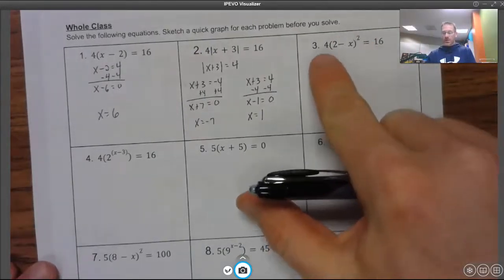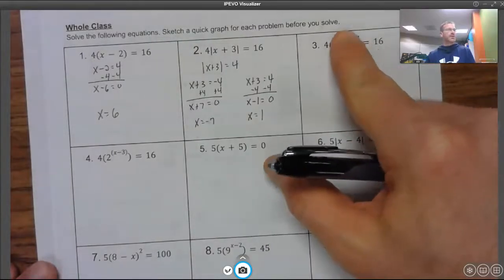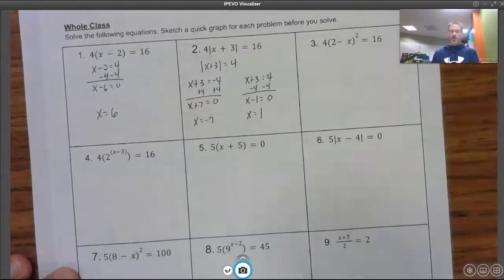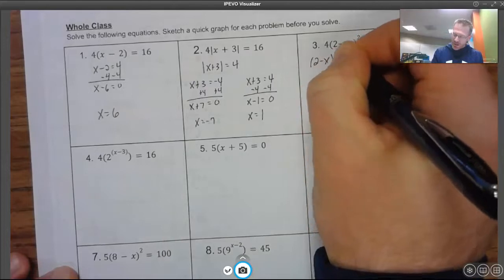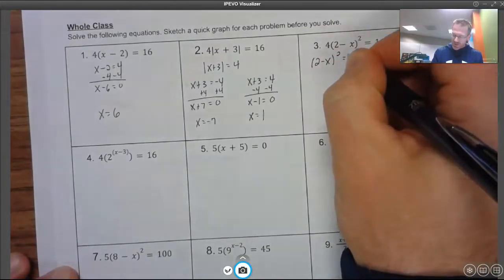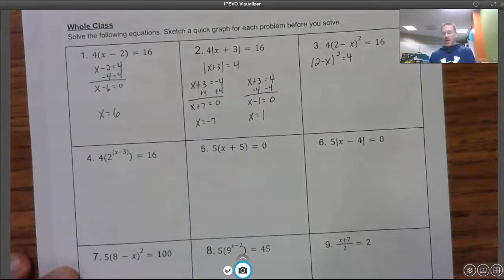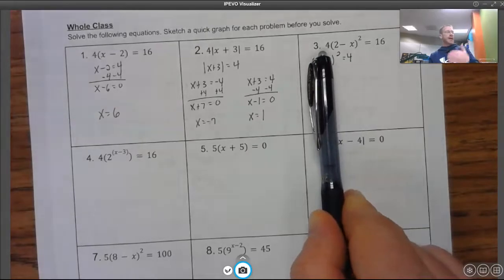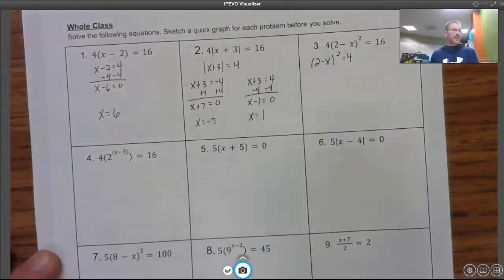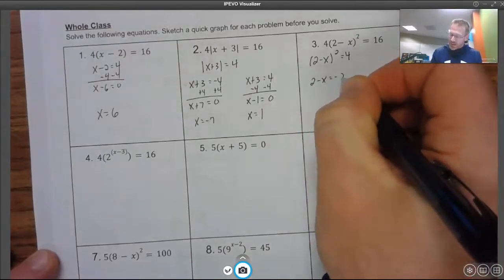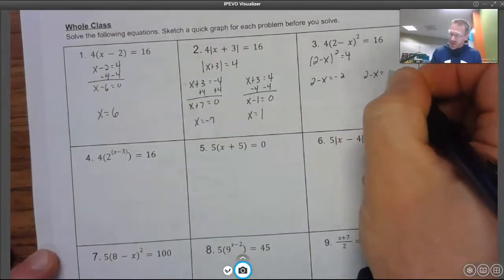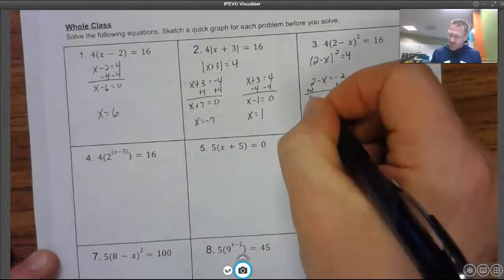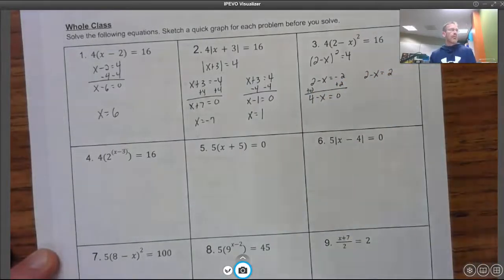So once again, let's go to number 3 here. This is a multiplication problem. 4 times what is 16? All right, 4 times 4 is 16. So this time though, it's going to be 2 minus x squared is equal to 16, or excuse me, is equal to 4. All right, and then now I have to ask myself, okay, so what squared is 4? 2 times 2 is 4. Negative 2 times negative 2 is also 4. All right, so 2 minus x could equal negative 2. 2 minus x could equal positive 2. All right, get them equal to 0. Add 2, add 2. 4 minus x is equal to 0. 4 minus what is 0?